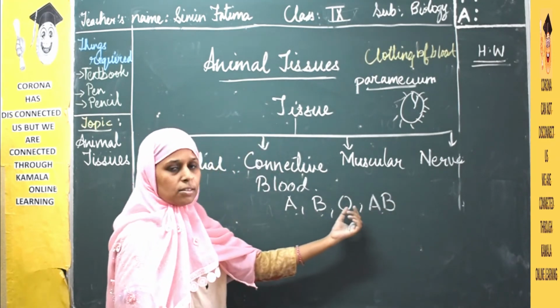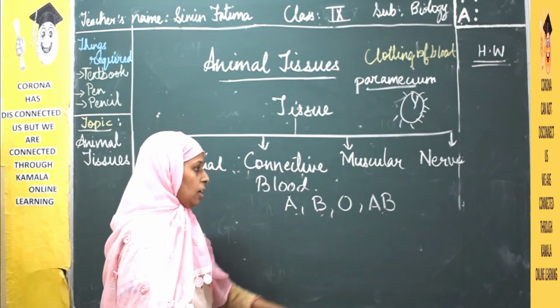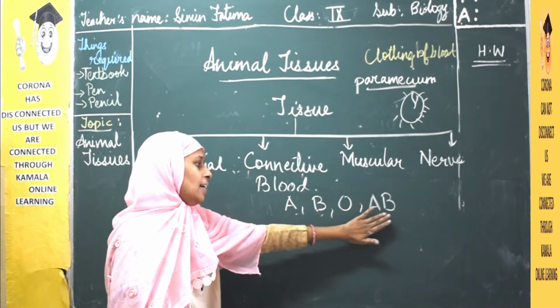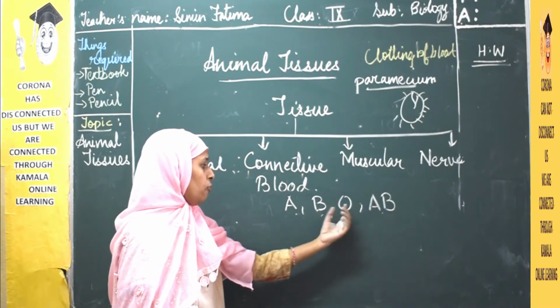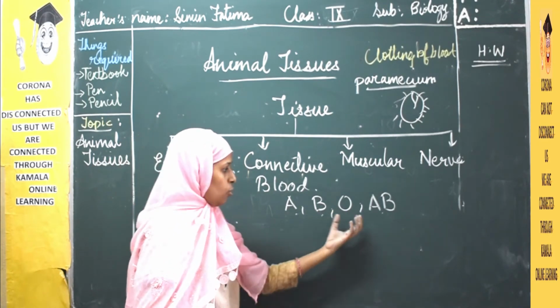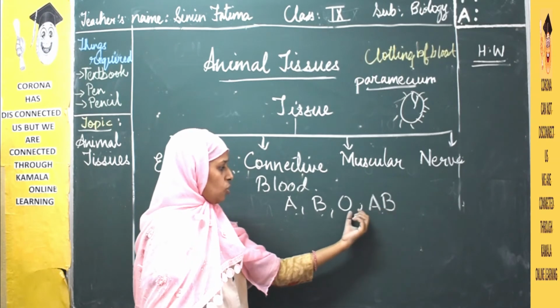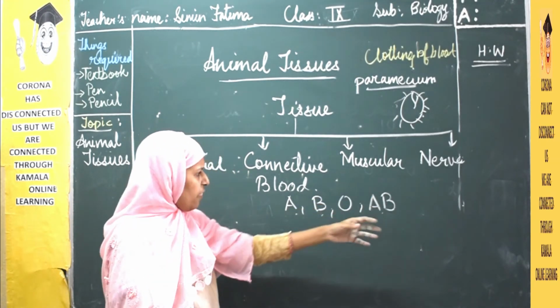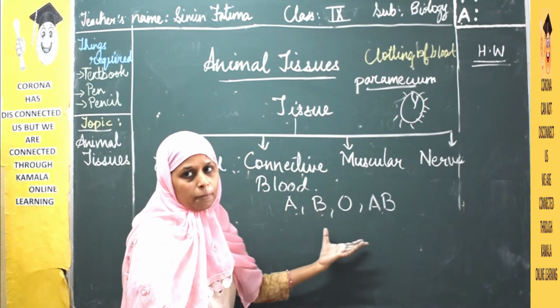So it is called a universal donor. Now AB is called a universal recipient. Why? Because it has the capability to take blood from any of the groups, that is B, A, B and O. These two are common, and we very rarely find the O positive blood group. Generally we find the B positive blood group.